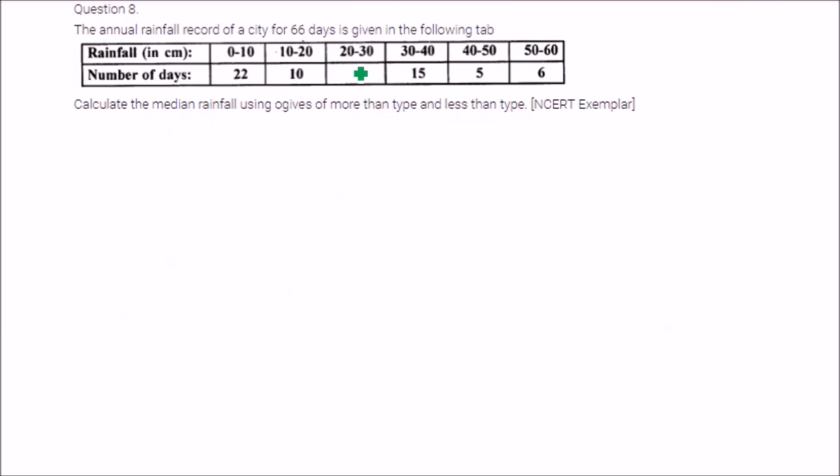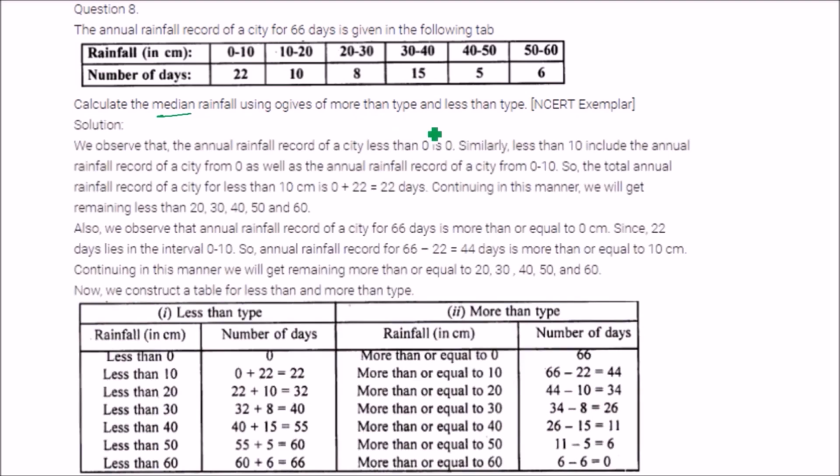The annual rainfall record of a city for 66 days is given like this: rainfall and number of days. We have to calculate the median rainfall using ogives of more than type and less than type. If we try to find the less than type, we just have to take the cumulative frequency. So this is 22, we'll start with 0, 0 plus 22 is 22, then 22 plus 10 is 32, 22 plus 10 plus 8 is 40, 22 plus 10 plus 8 plus 15 is 55, plus 5 is 60, and plus 6 is going to be 66. This is less than.